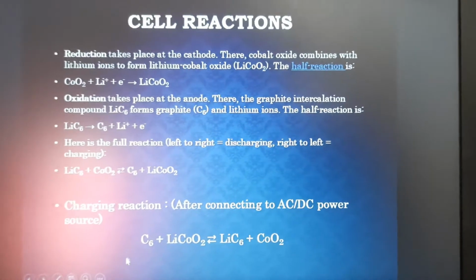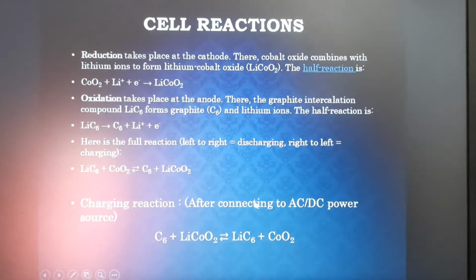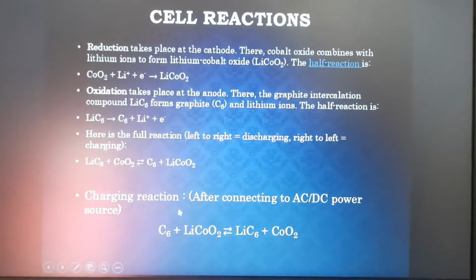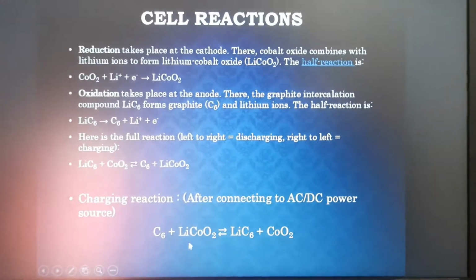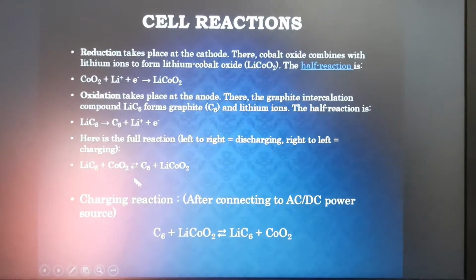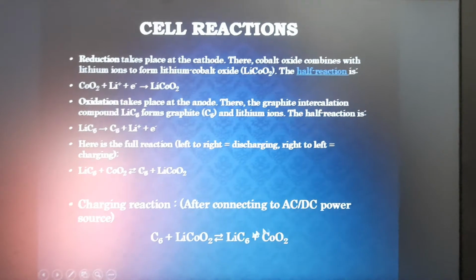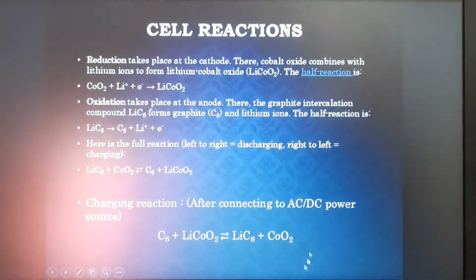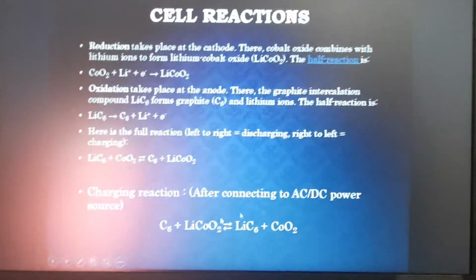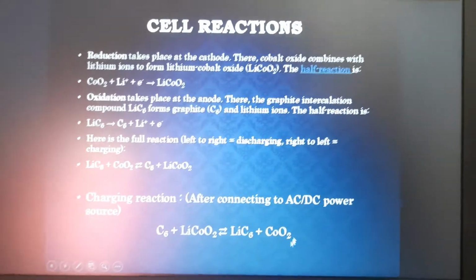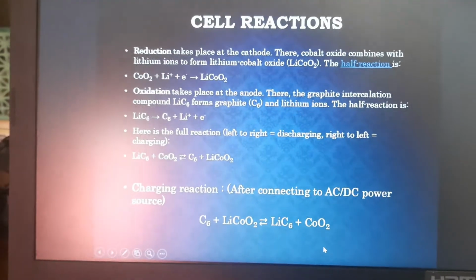So carbon and lithium cobalt oxide, these were the products, and if we connect it to an AC or DC power source, the reaction will just get reversed, and the reactants will become products, and the products will become reactants. So this is the charging section, and this produces the reactants again, which are used as reactants in the discharging process. So the recharging reaction just produces the reactants again. Okay, so this is the cell reaction.